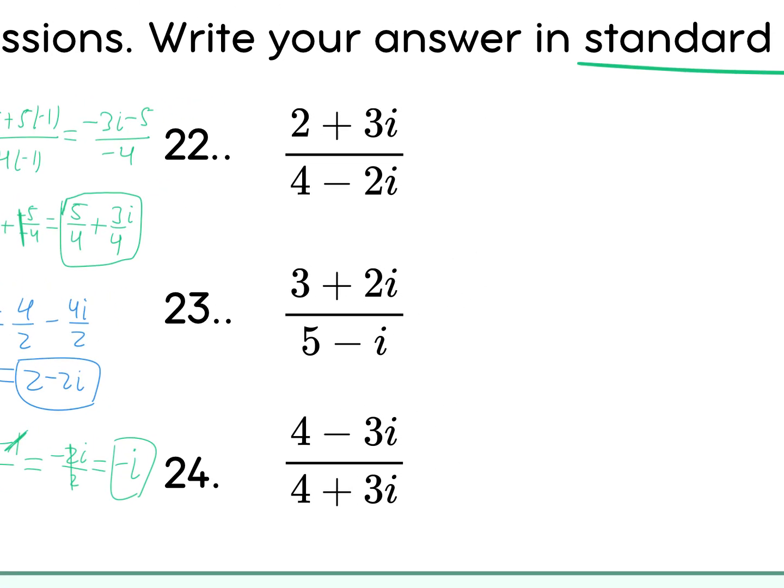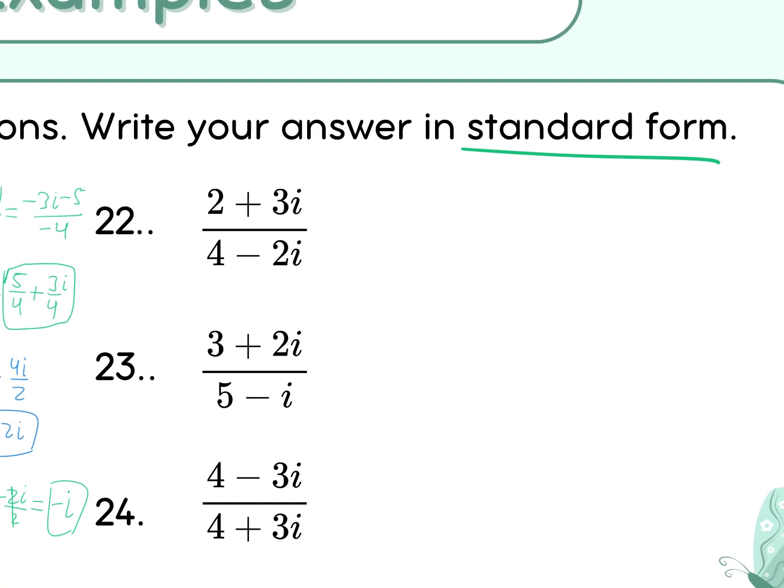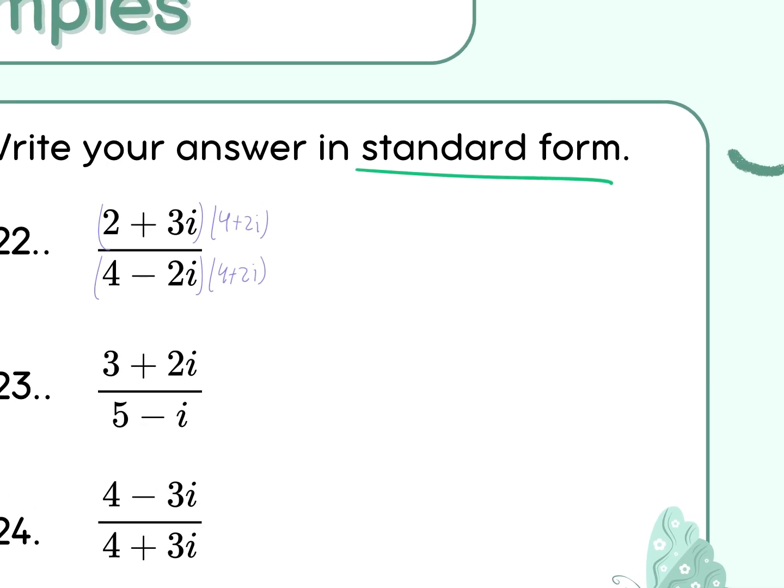And the rest of these examples are going to be very similar, right? So it's just going to be multiplying by the complex conjugate. Let's try the same thing with 22. All right, so number 22, I have a 4 minus 2i on the bottom. I'm going to multiply by 4 plus 2i to get rid of that i on the bottom. So I'm going to multiply the top and the bottom by 4 plus 2i.